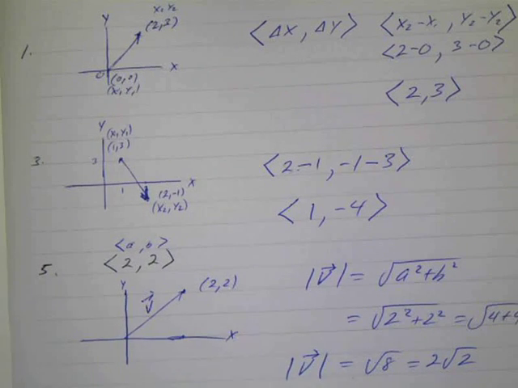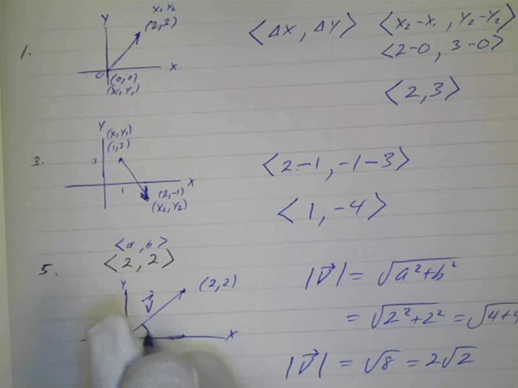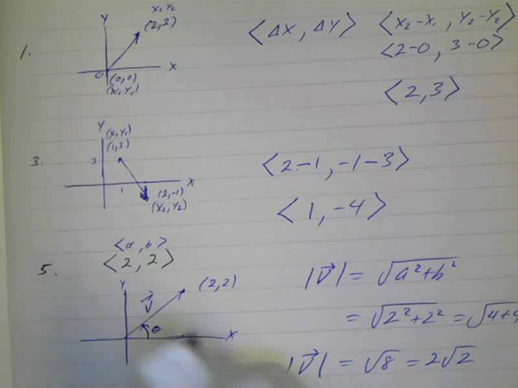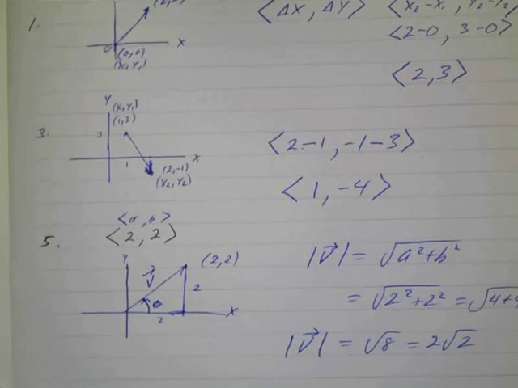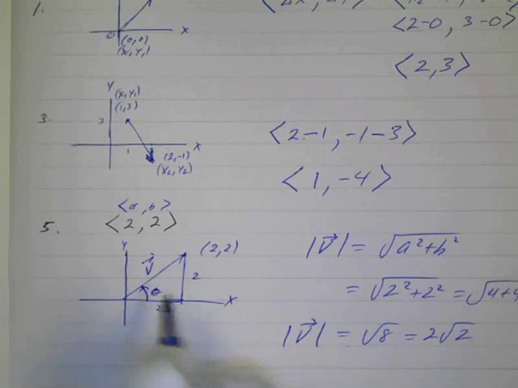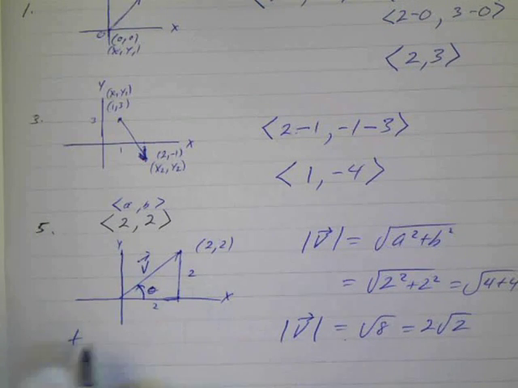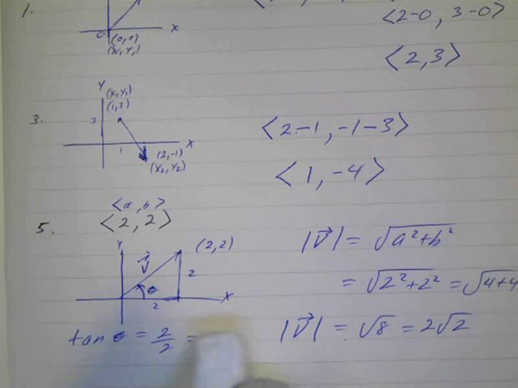And then we want to find the angle it makes with the positive x-axis, so this is theta we're looking for, that's the angle. Well, if this is 2 and this is 2, we can see that the tangent of the angle is the opposite over the adjacent. So the tangent of theta equals 2 over 2, which equals 1. And what angle has a tangent of 1? 45 degrees. So theta equals 45 degrees. That's my direction angle.